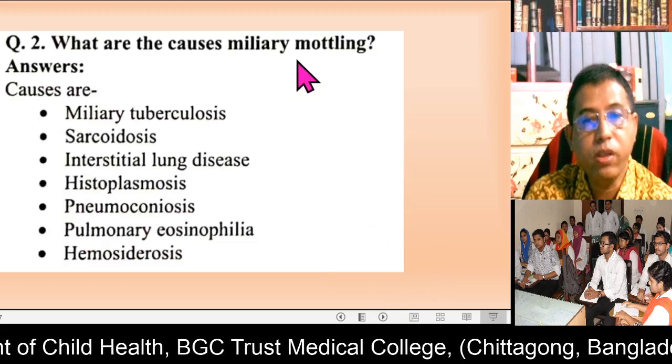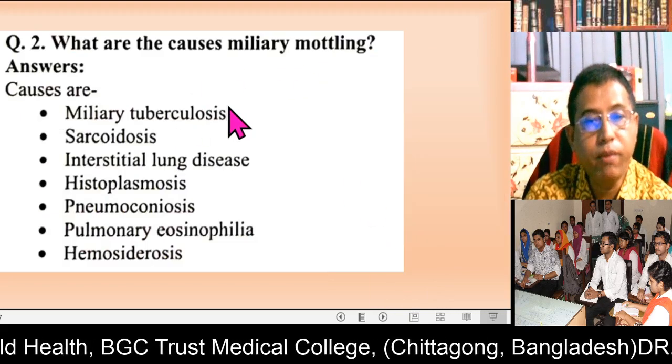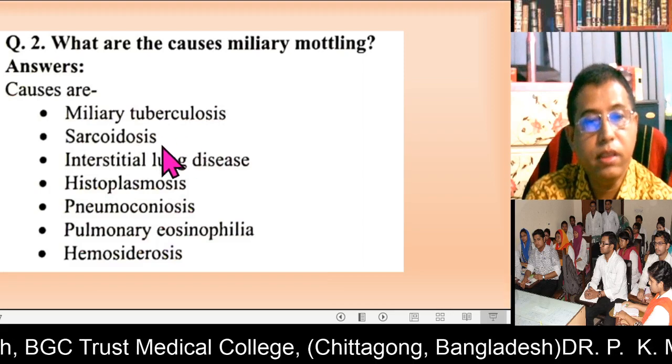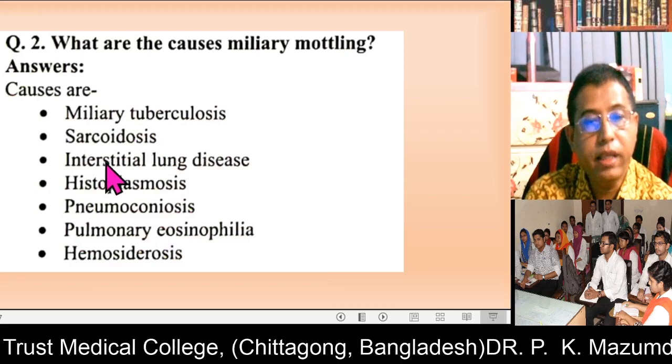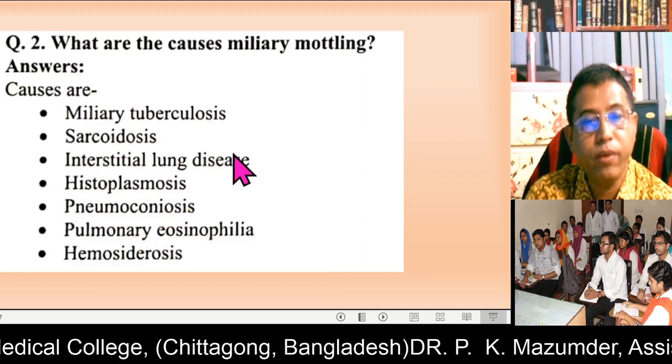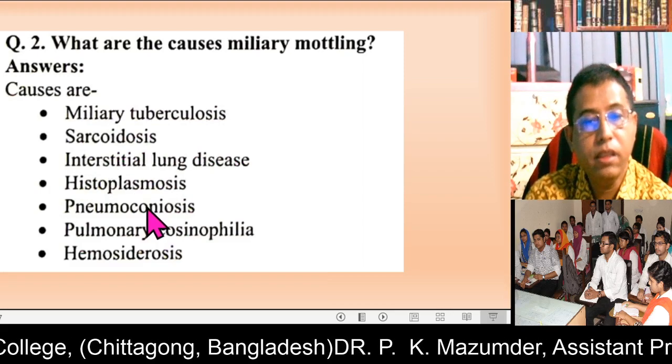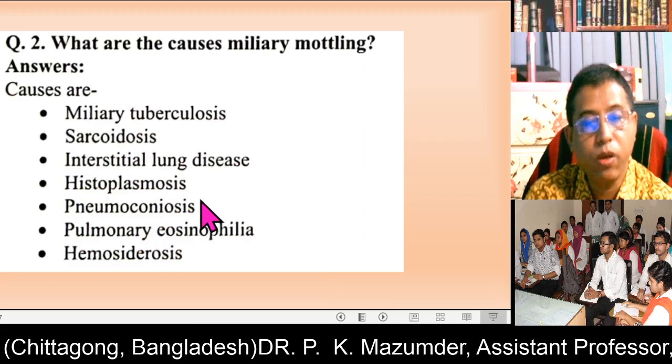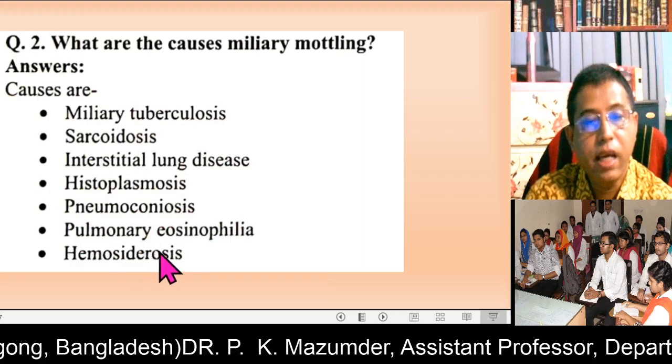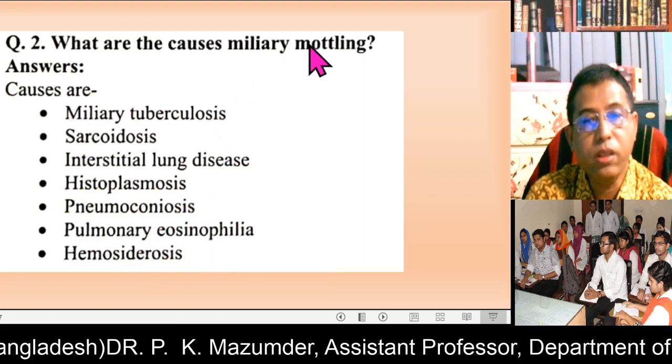And what are the causes of miliary mottling? Miliary tuberculosis, sarcoidosis, which is common in adults, and interstitial lung disease, also common in adults. Histoplasmosis, pneumoconiosis, also common in adults, and pulmonary eosinophilia and hemosiderosis. These are the causes of miliary mottling.